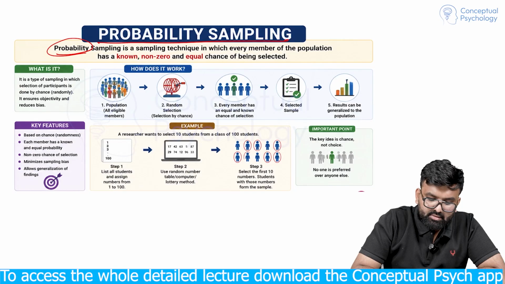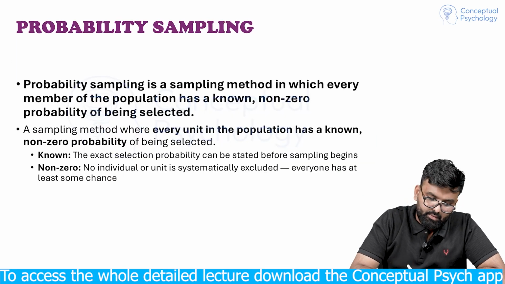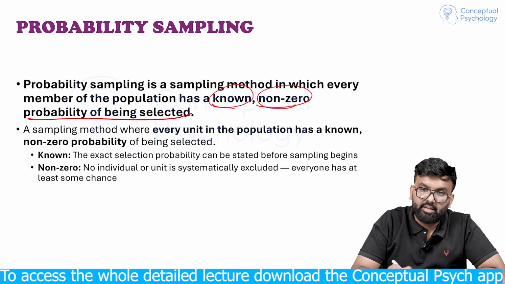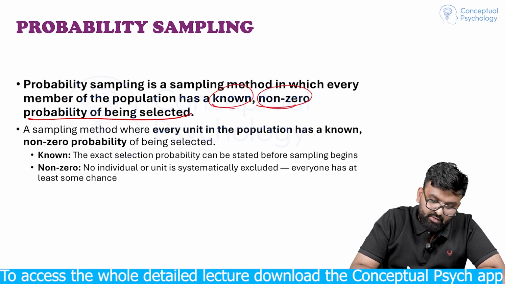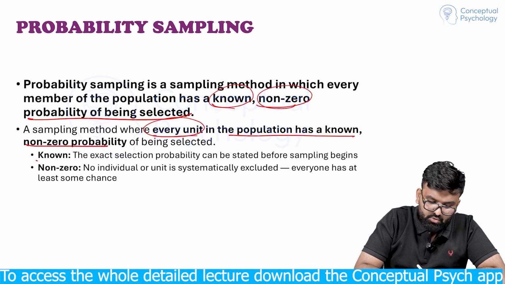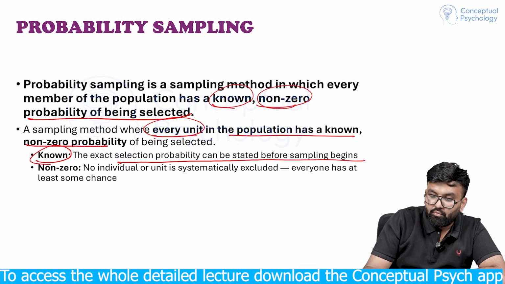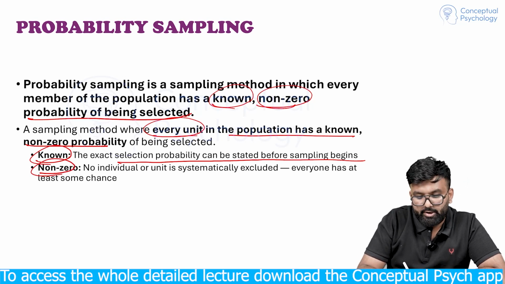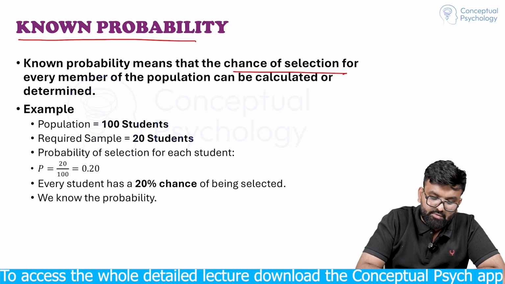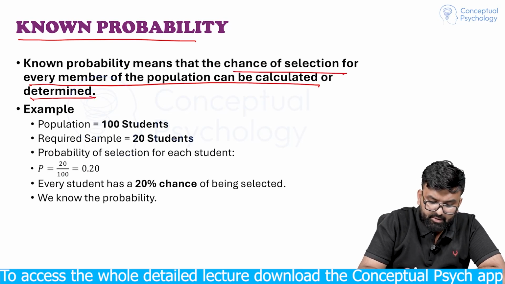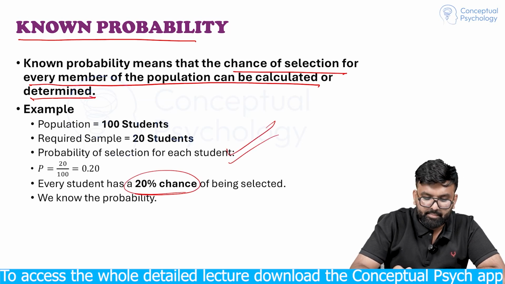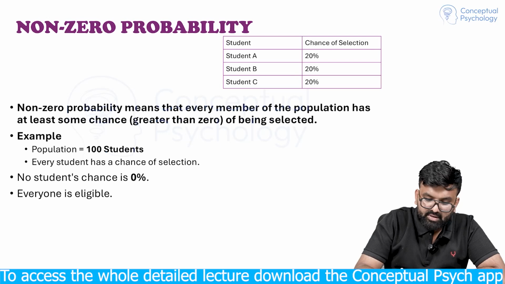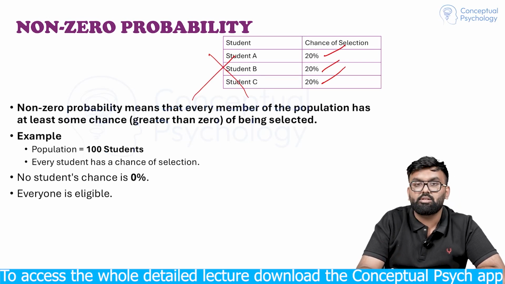Then probability sampling is a sampling technique in which every member of a population has a known, non-zero and equal chance of being selected. A sampling method where every unit in the population has a known and non-zero probability. Known means the exact selection probability can be stated before sampling begins, and non-zero means no individual or unit is systematically excluded. The chance of selection for every member of the population can be calculated or determined, like 20% chance in this particular example, and non-zero means no particular student has been excluded. They all have equal chance.